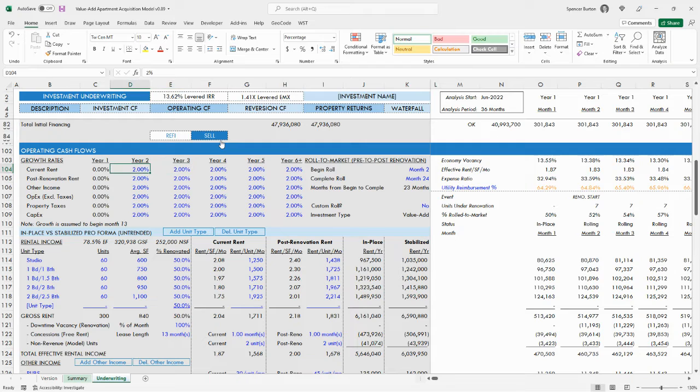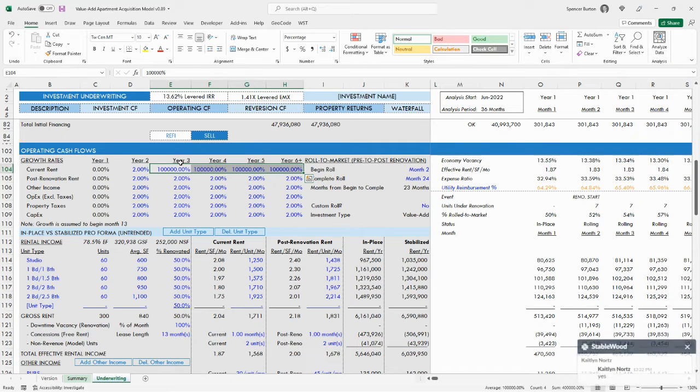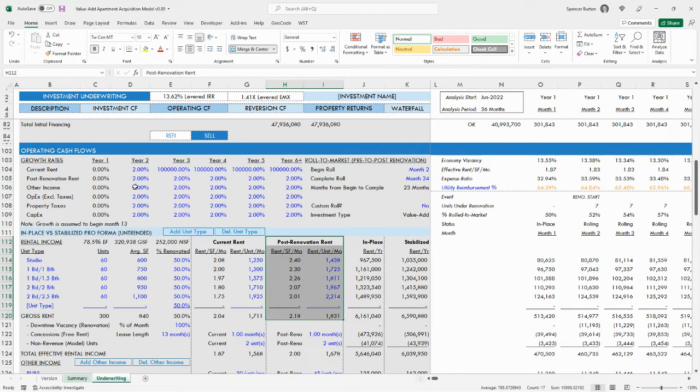In fact, if I go beyond year 2, let's say I come out here and put some crazy growth rate, notice it has zero impact. That's because 100% of the units that are using the current rent will have rolled to the post renovation rent before we hit year 3. So that's the first one.